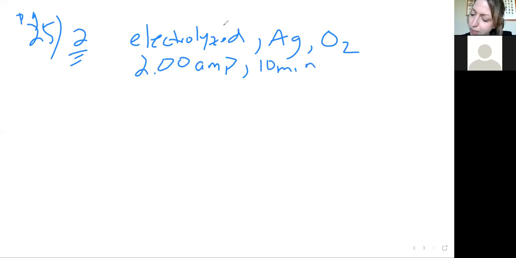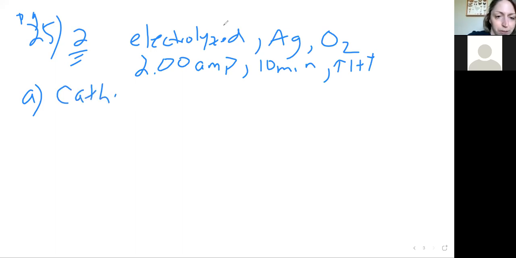The solution becomes progressively more acidic. Ooh, that's another important hint. Okay, so H plus goes up as the reaction progresses. I think the key to this one is if you can do A, you can probably do all the rest of the parts. So write the 2 half reactions that occur, stating which takes place at the anode and which takes place at the cathode.